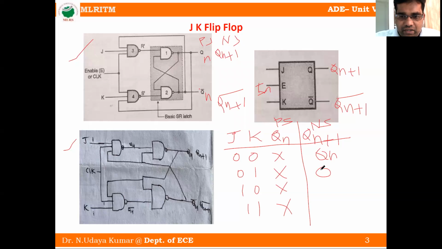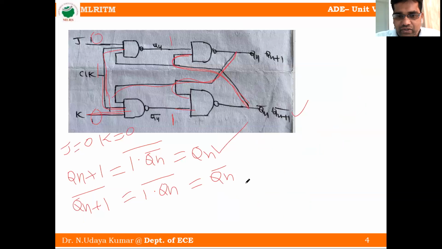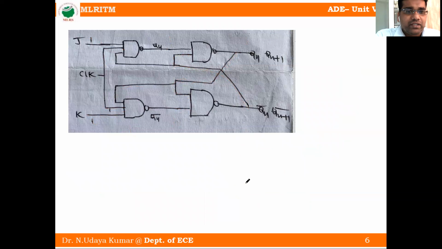Then what is the third step? JK. J is equal to 1 and k is equal to 0. So this one is the present state Qn and the complement of the present state is Qn bar, and this one Qn plus 1 is the next state, complement of the next state is Qn plus 1 bar. Okay, for j is equal to 1, k is equal to 0, what is the next state?